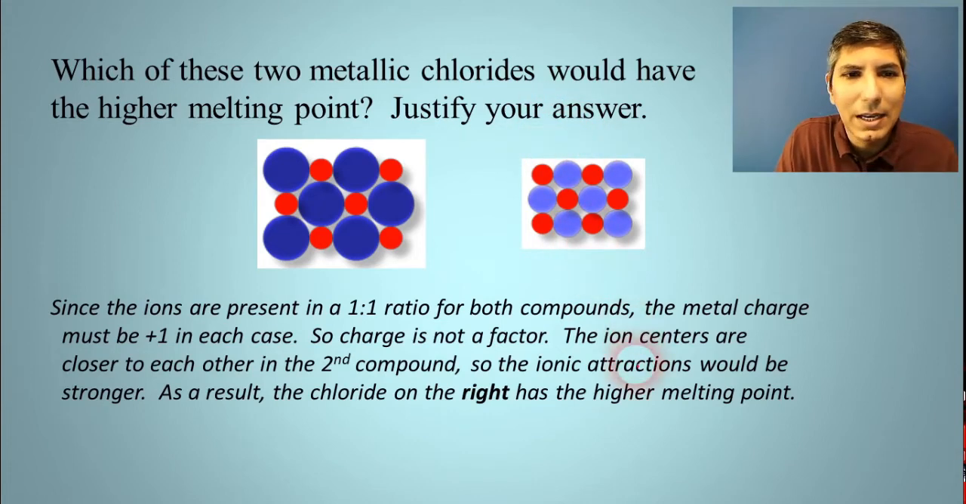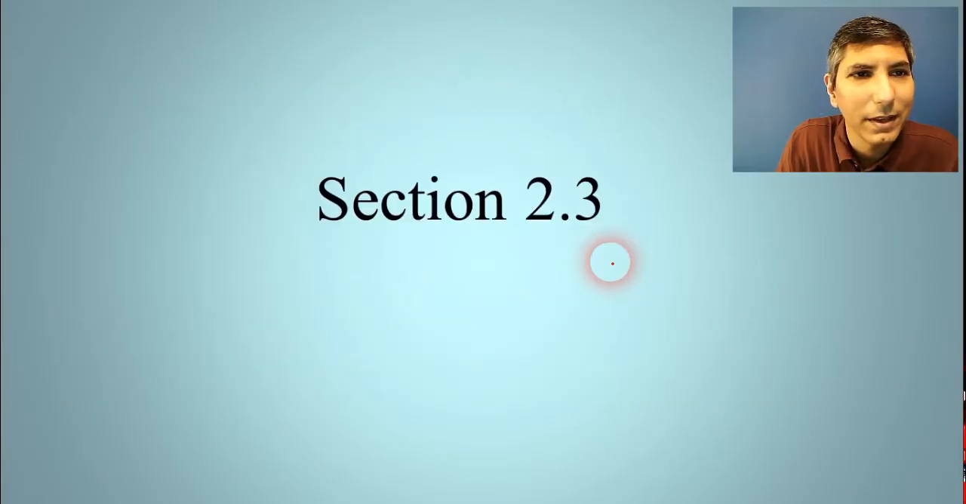You can take a look at the explanation here. As we see here, the ions or the ion centers are closer to each other in this second compound. So those ionic attractions are going to be stronger. So that's how we can justify this, by looking at the picture there.